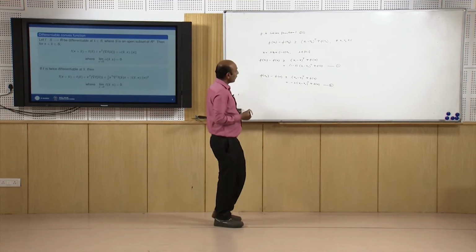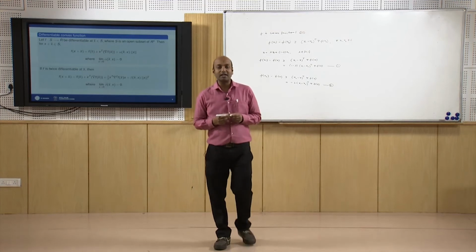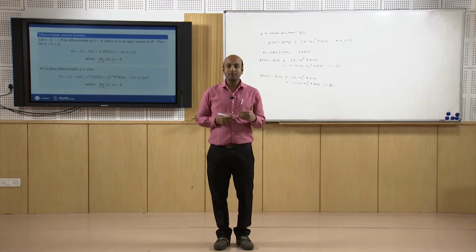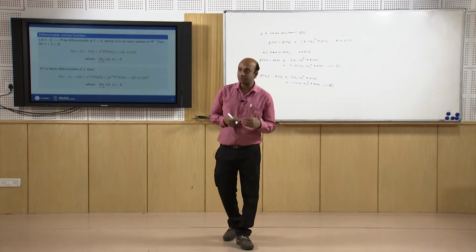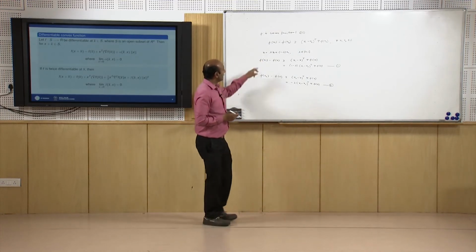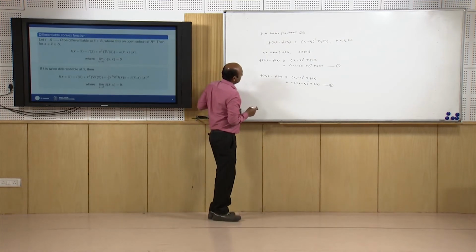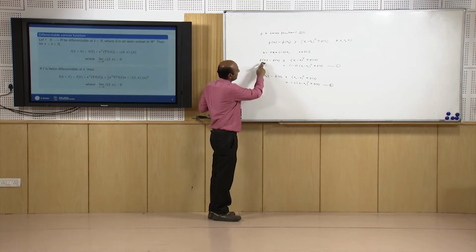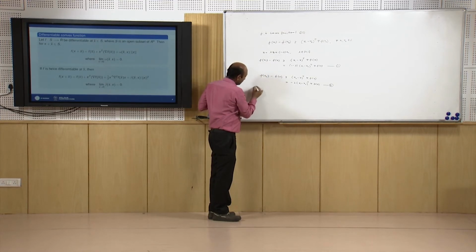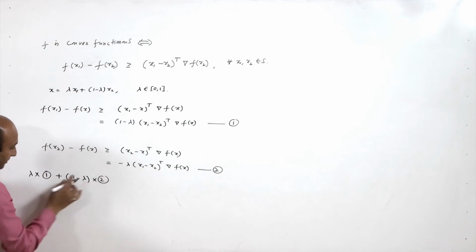Now we have to derive that the function is a convex function. That means f of lambda x1 plus (1 minus lambda) x2 is less than or equal to lambda f(x1) plus (1 minus lambda) f(x2). So we have to obtain that result. So you multiply the first with lambda and the second with 1 minus lambda, and add them.